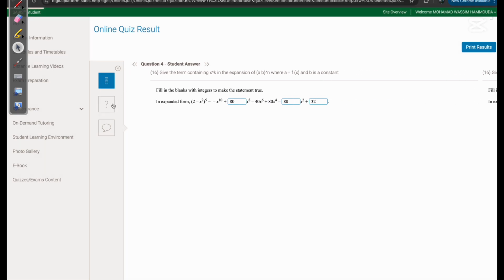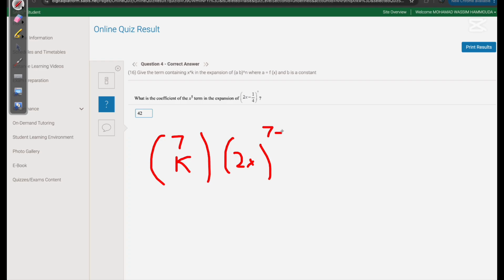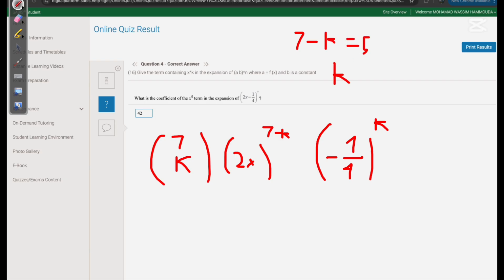Number 4. Which is the coefficient of the x to the 5 term in the expansion? So here they want the x to the 5 term. So 7ck times 2x to the 7 minus k times negative 1 over 4 to the k. Then 7 minus k is 5, so k is 2.